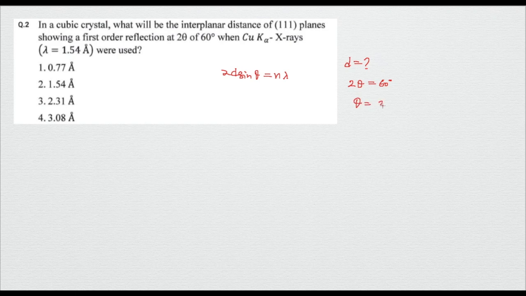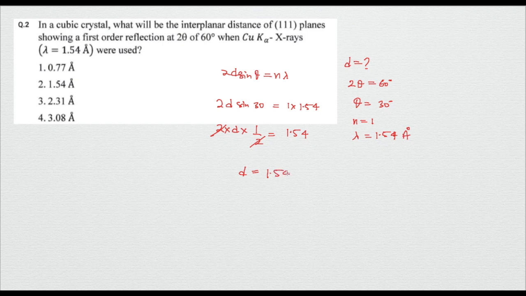Theta will be how much? It will be 30 degrees, right? So that's how you can easily calculate theta over here. Now lambda is given to you as 1.54 angstrom, and it's first order, so the n value is 1. Just put these values in the formula: 2 d sin 30 equals 1 into 1.54, or 2 into d into sin 30, which is 1 by 2, equals 1.54 itself. So these two cancel out, and your interplanar distance will come out to be 1.54 angstrom.